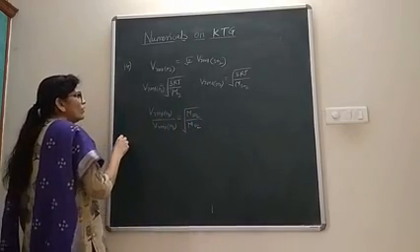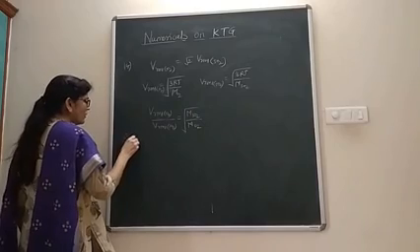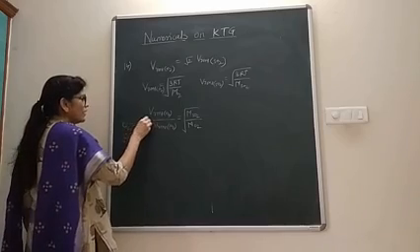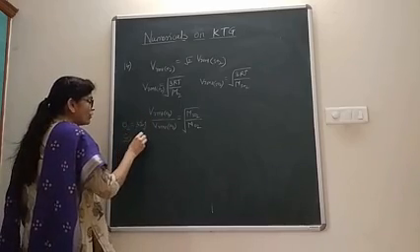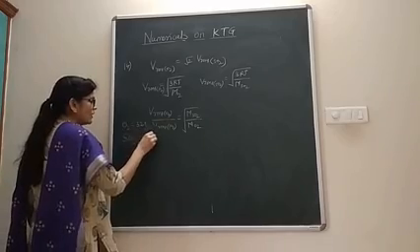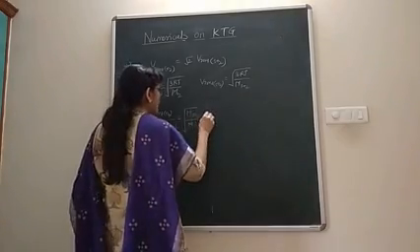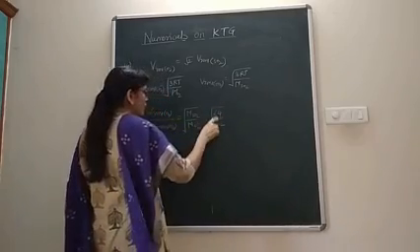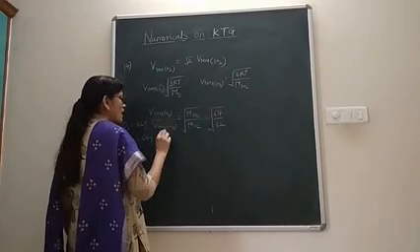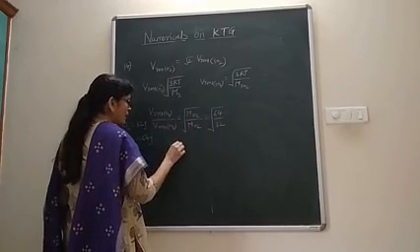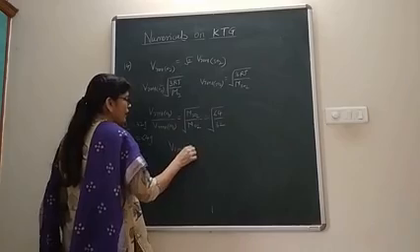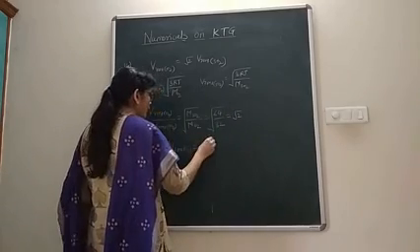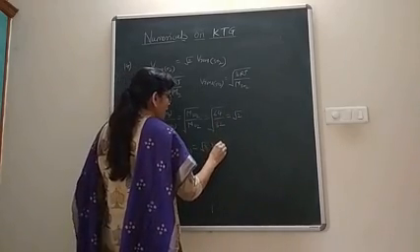So what is the molecular weight of SO2 and O2? You know that O2 is 32 gram, and SO2 is 64 gram. So if I substitute this, I get 64 upon 32. 32 2s are 64. So I am getting V_RMS of O2 is equal to root 2 times V_RMS of SO2.